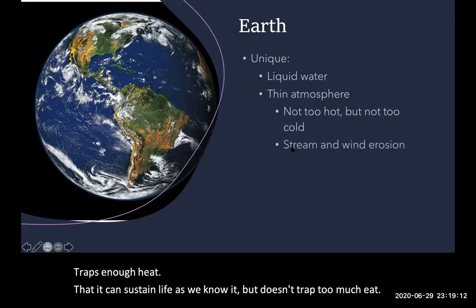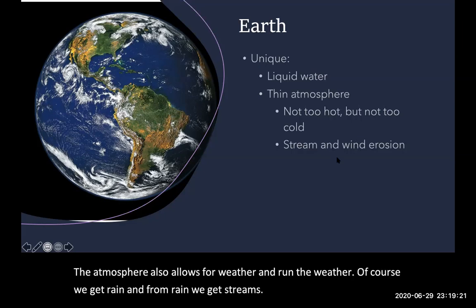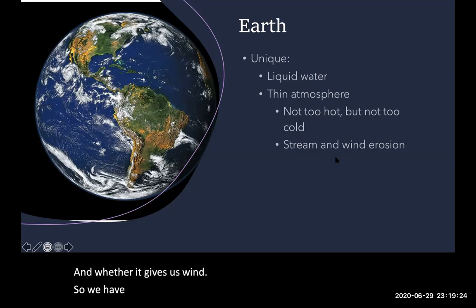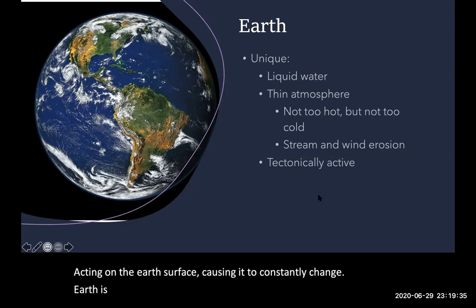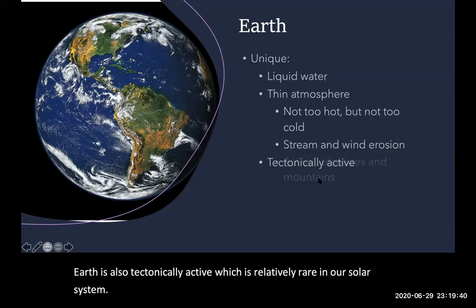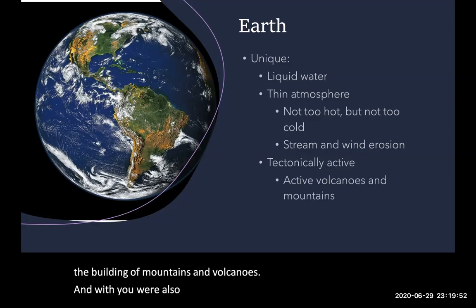The atmosphere also allows for weather. And from the weather, of course, we get rain, and from rain we get streams, and weather gives us wind. So we have these superficial processes acting on the Earth's surface, causing it to constantly change. Earth is also tectonically active, which is relatively rare in our solar system. Tectonic activity drives the building of mountains and volcanoes. And with this, you are also constantly changing the Earth's surface.